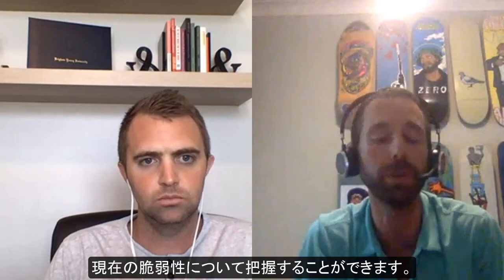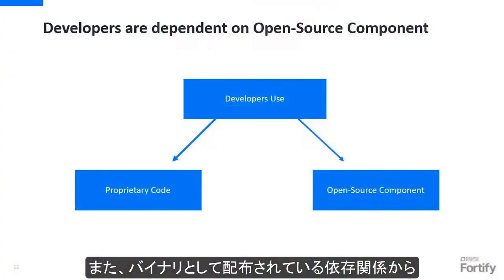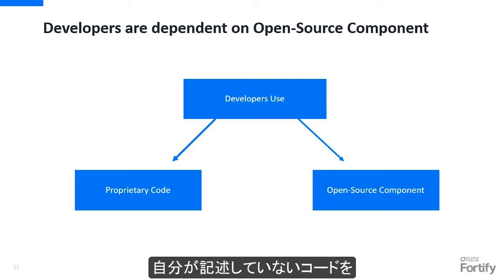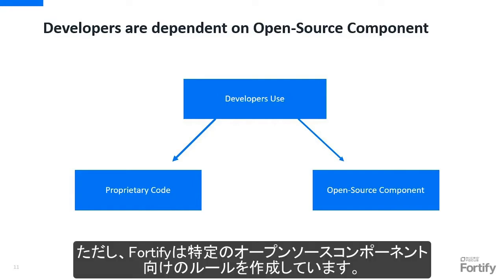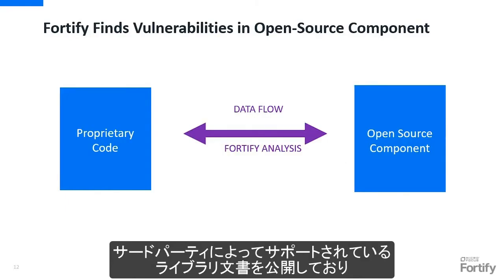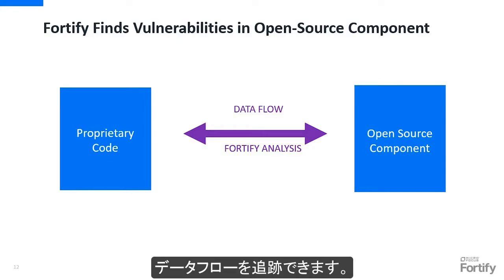So we've talked about you write your own proprietary code, I generate a representative of that model, and I can tell you what vulnerabilities you have, but you're also calling functions or methods from a dependency, which is distributed as a binary, and you're simply referencing that. That's code you didn't write, right? However, Fortify writes specific rules for specific open source components. We publish a third-party supported library document so that we can follow data flow between proprietary code and into a component that you did not write, right?